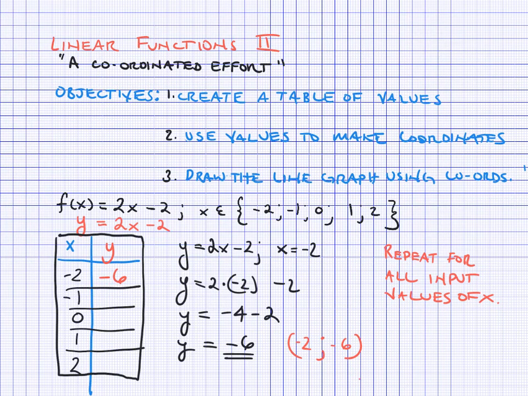Pause the video and see if you can get the correct outputs right now. If you did it correctly, when you put in minus 1, you should get minus 4. When you put in 0, you should get minus 2. 1, you should get 0. And 2, you should get 2. You'll also notice a pattern that's developing here where our common difference is plus 2. And you can start seeing the relationship between our table of values and the rules that describe that pattern.